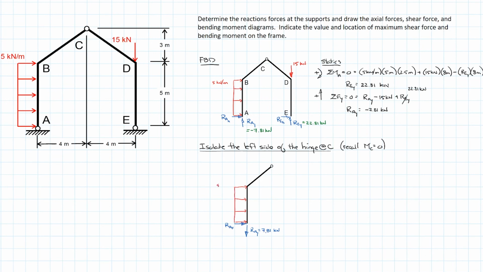Of 5 kilonewtons per meter. And then I need to put in my internal forces. At C, we know there is no moment. However, there quite reasonably is a C at X and a C at Y. And we don't know what direction they're going in. We'll just draw them that way.